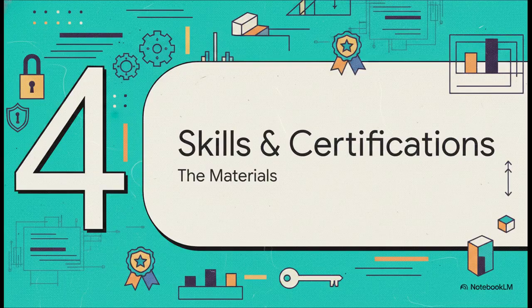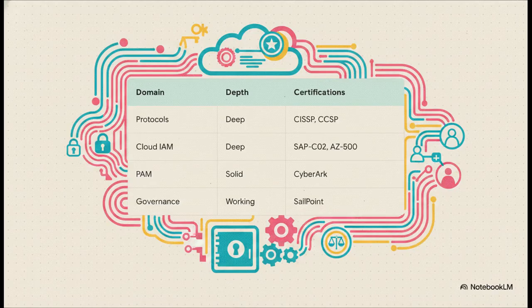Moving right along to Section 4, Skills and Certifications Map the Materials. Okay, you might actually want to save or screenshot this exact slide. It perfectly distills the competency matrix required to prove your capability at those mid to senior levels. Notice how it breaks down. You absolutely need deep, foundational expertise in identity protocols and cloud IAM. That's where certifications like the CISSP, CCSP, and cloud-specific exams like the AWS SAP-C02 really carry weight.